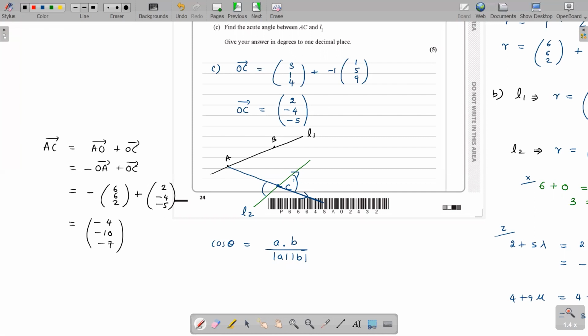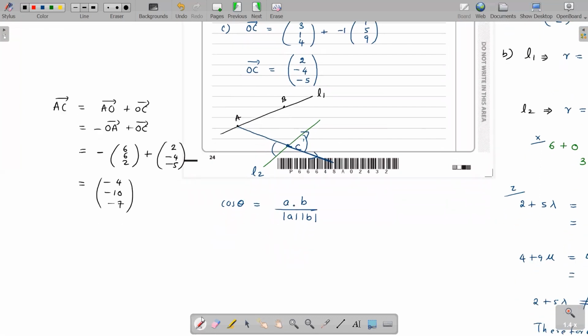Okay, so actually you could even find the CA vector if you want. There is no problem in it. Because we need to get the dot product of the two direction vectors. So for the direction vector, you could use AC or you could even use CA. It actually depends on your diagram. So I have taken it this way. You could use AC or CA. Both of them are perfectly fine.